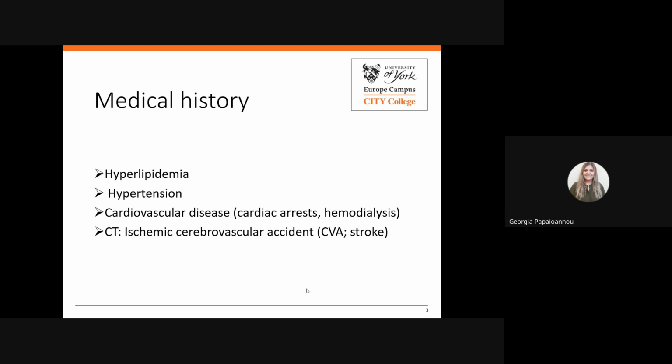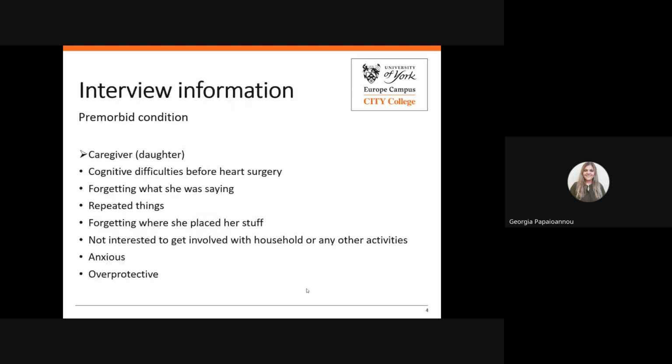So this is the medical history information we have from here. Now we need to gather some information with some interviews we're going to perform regarding her premorbid condition. From her caregiver, which in this situation was her daughter, we have information that before all of this happened, she did have some cognitive difficulties, such as forgetting things that she was saying, repeating things, or forgetting where she placed some of her stuff.